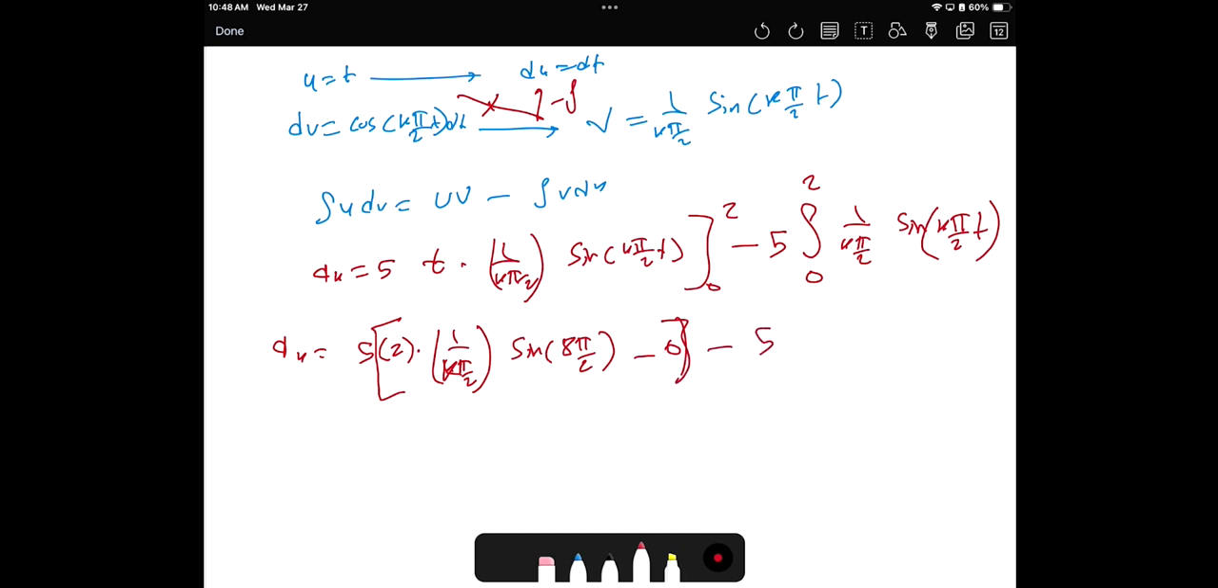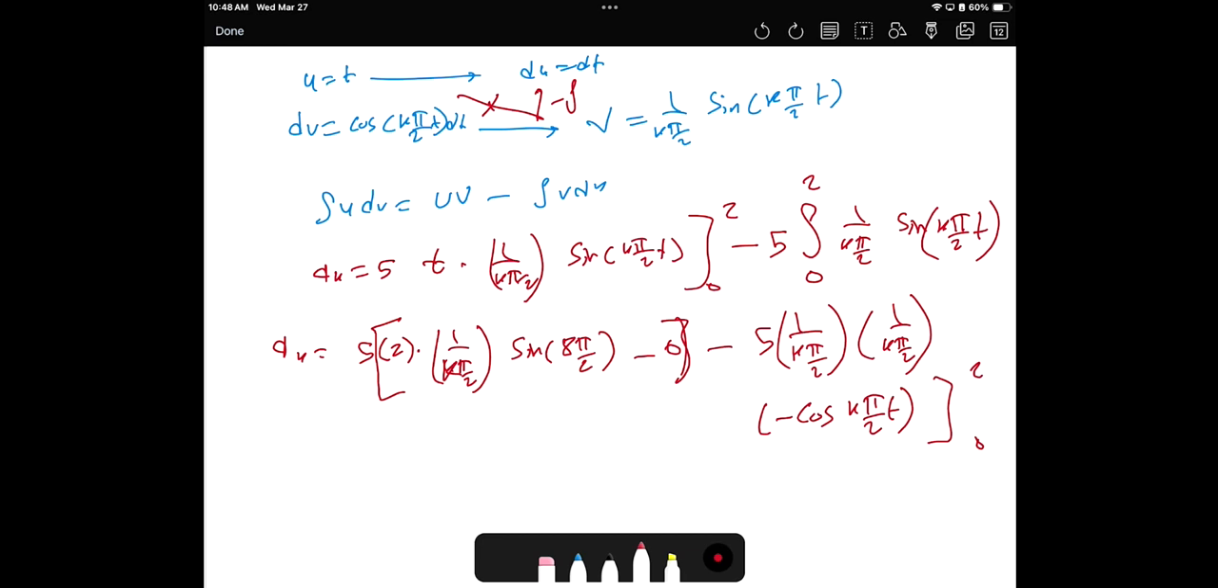For the integral, 1 over k pi over 2 is a constant. After applying the integral, it will be another 1 over k pi over 2 times, since the integral of sine is negative cosine, negative cosine of k pi over 2 t, then substitute from 0 to 2.